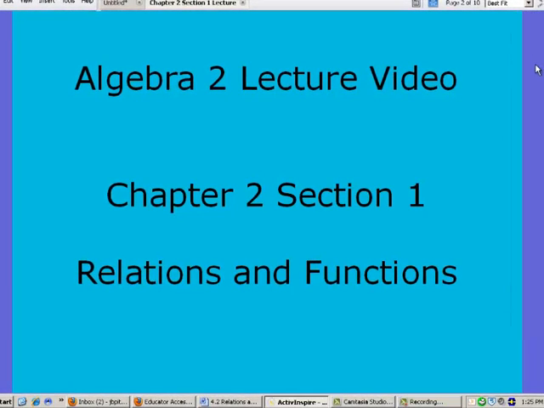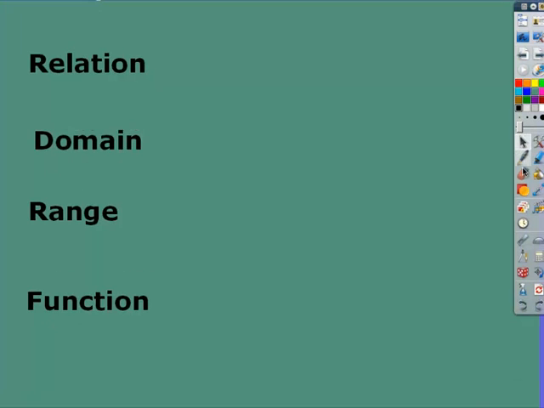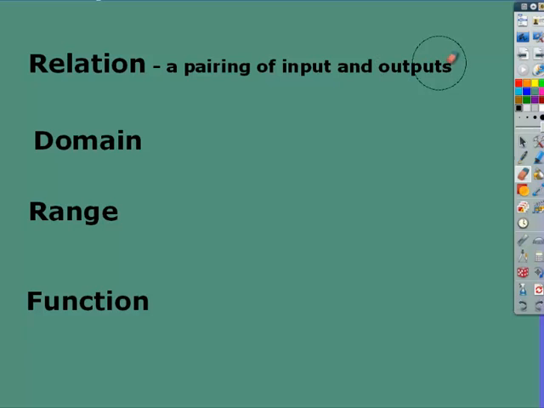and functions. So first of all, we have a relation and we have a function. So a relation, it's kind of like when it comes to your family, right? A relation is somebody that's close to you, okay? They're part of your family, but it can be extended or immediate. So a relation for us is a pairing of input and outputs. So that's our connection, right? Things are related because they're part of a pairing of inputs and outputs.